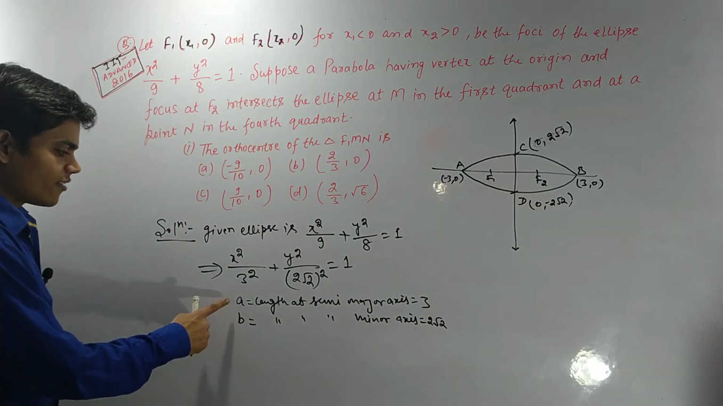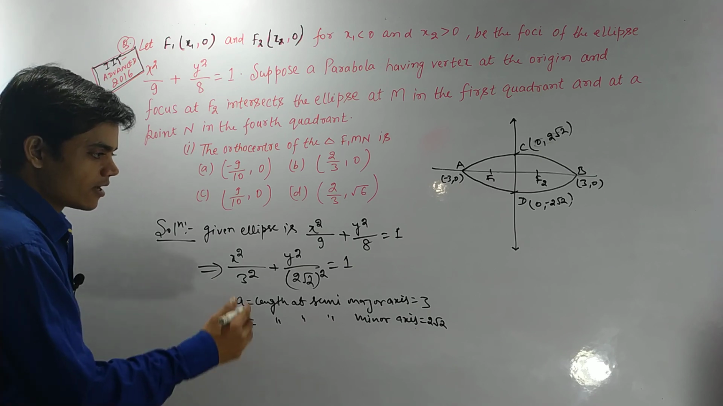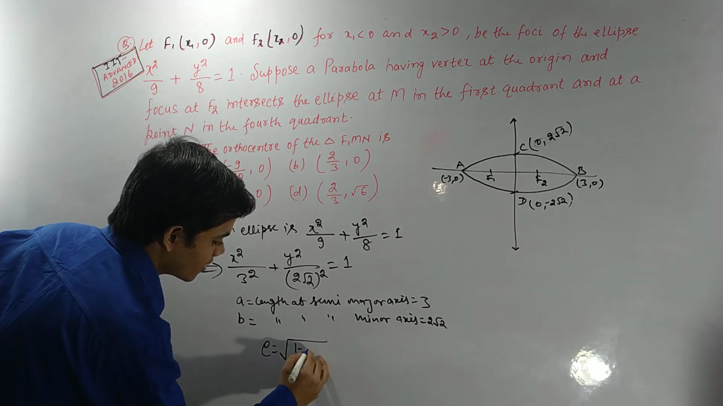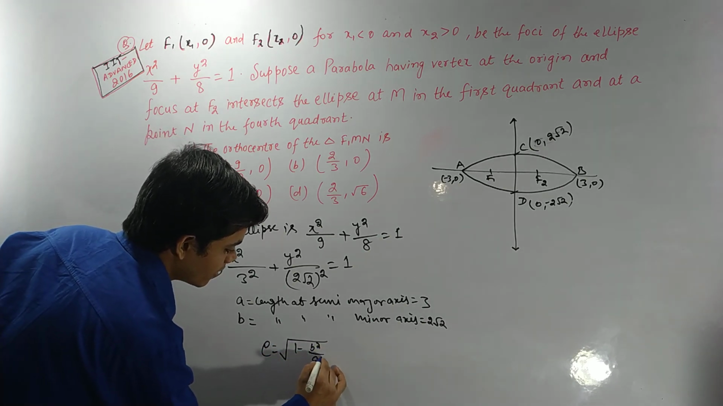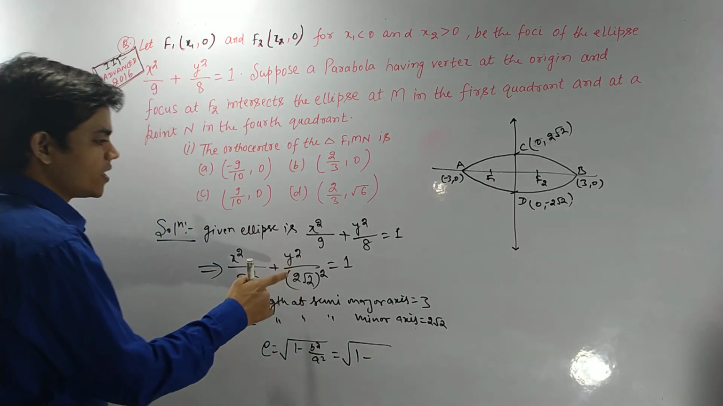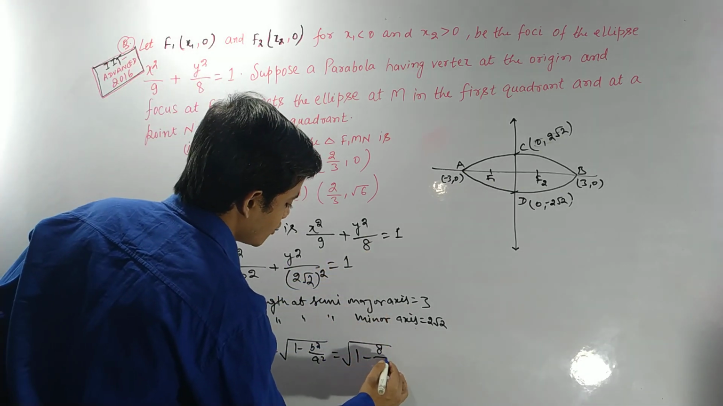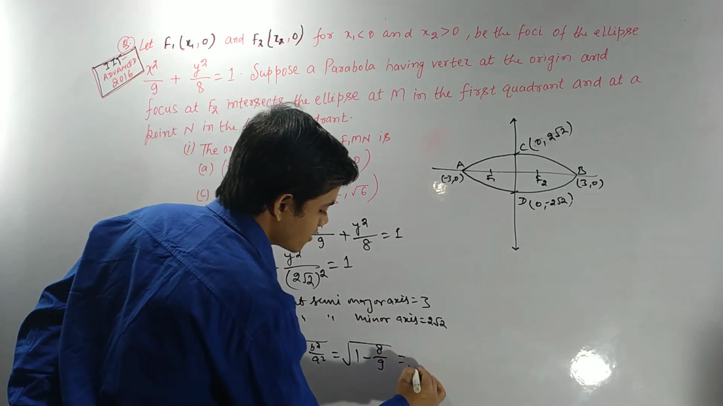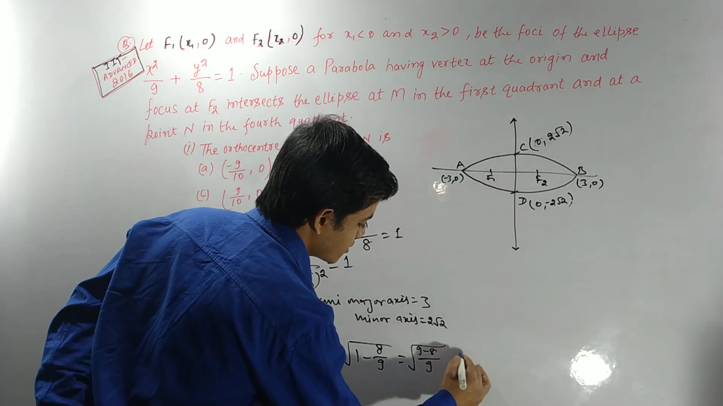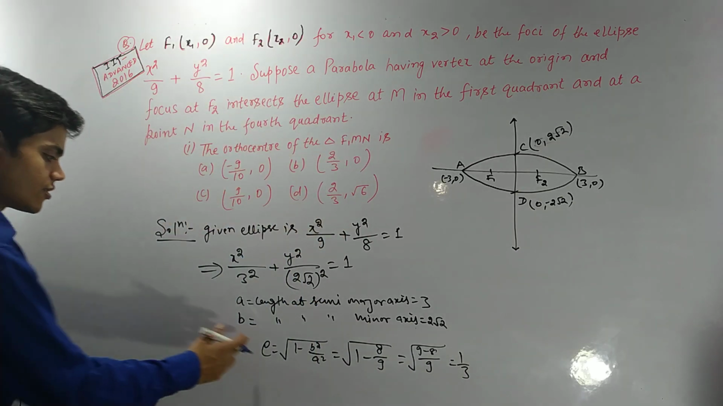So you are given the length of the semi major axis and the length of the semi minor axis. You know the formula: e is under root 1 minus b squared upon a squared. So this is 1 minus, where b squared is 8 and a squared is 9. This implies (9 minus 8) upon 9 under root, so e is 1 upon 3. This is the eccentricity.